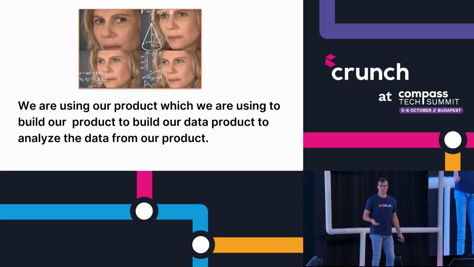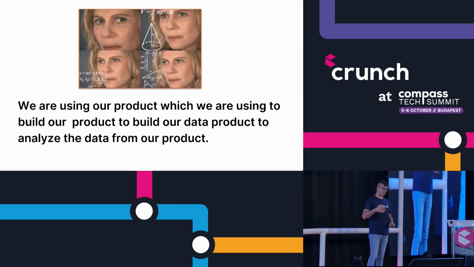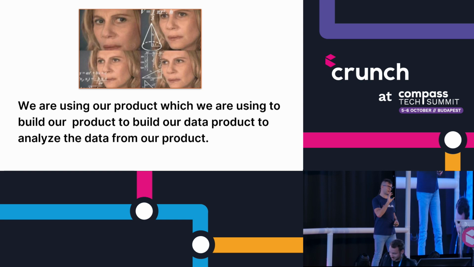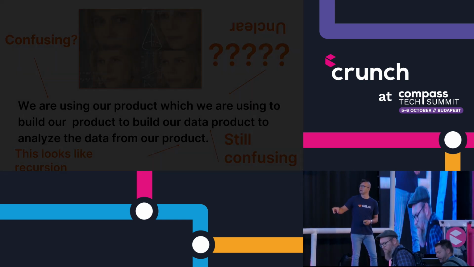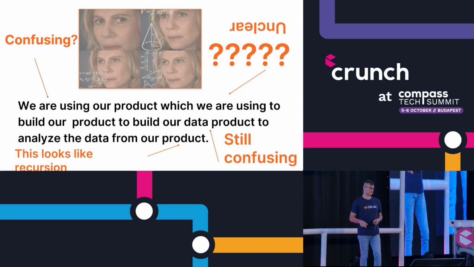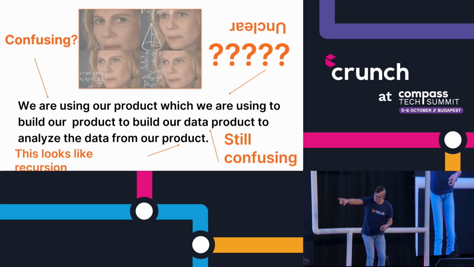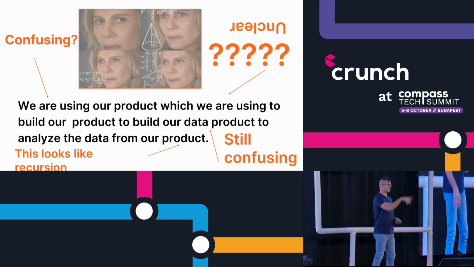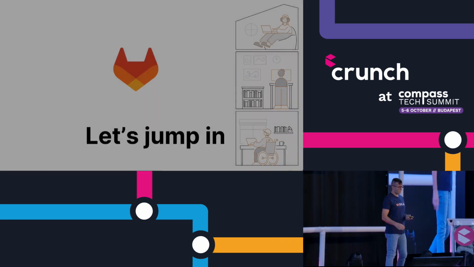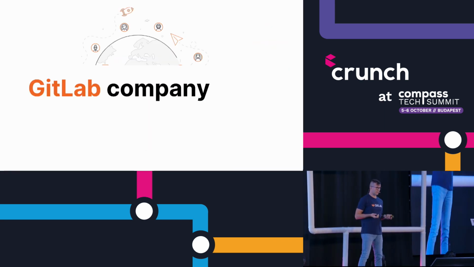So, what are we actually doing? We are using our product, which we use to build our product, to build our data product, to analyze the data from our platform. And something is wrong with this sentence. I would say it's very, very confusing in the beginning. It's recursive all the time, still confusing at the end, but it's 100% true. How? Why? I will show you. Let's jump in and see what we have.